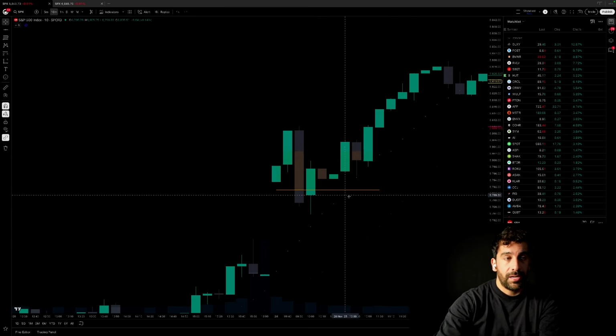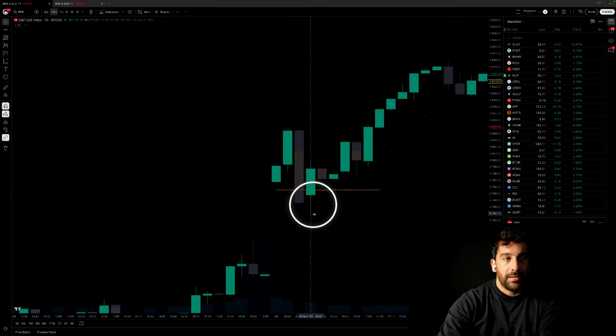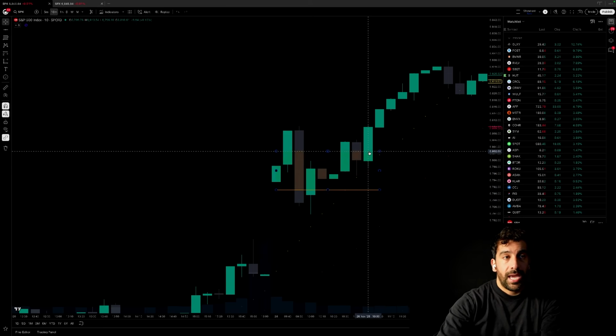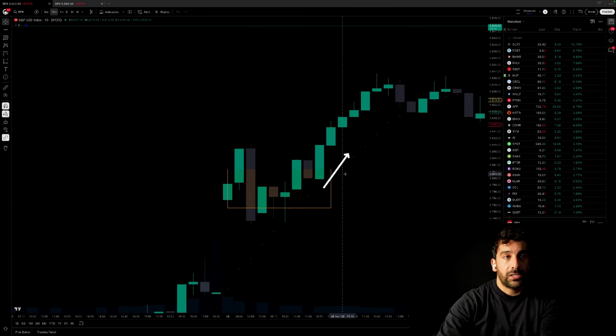Over the next half an hour or so, every candle had a nice little wick on the bottom that got bought up, and we pushed in above this range and saw traction for a trend day higher.